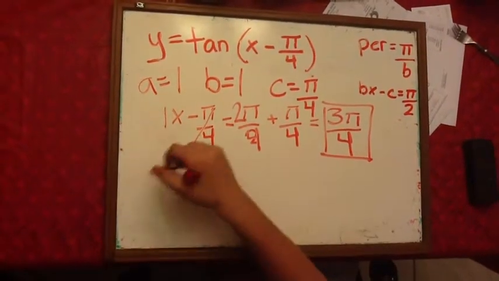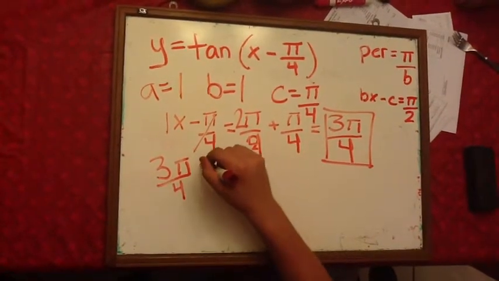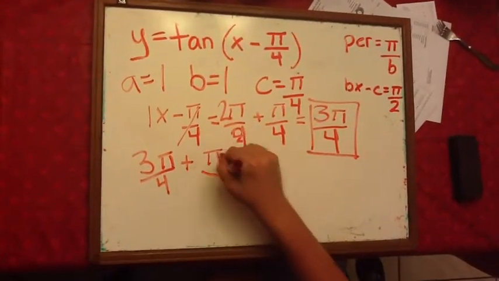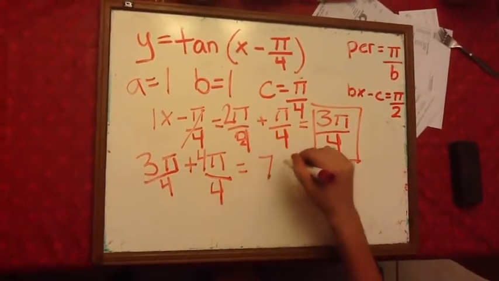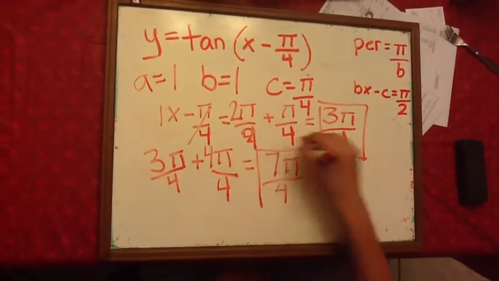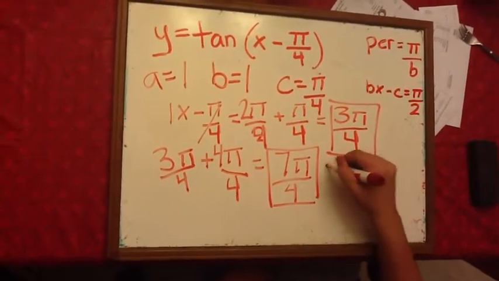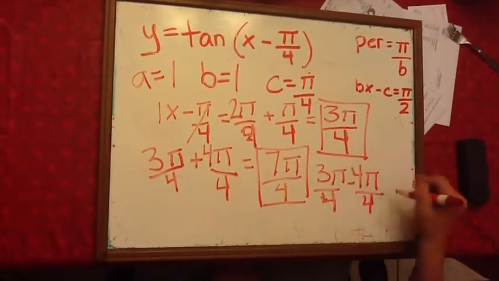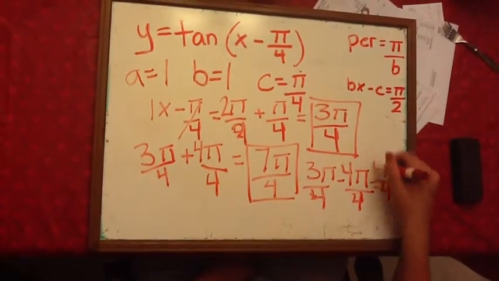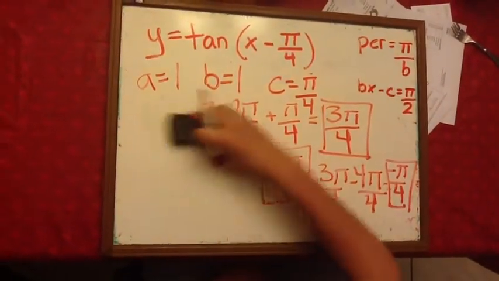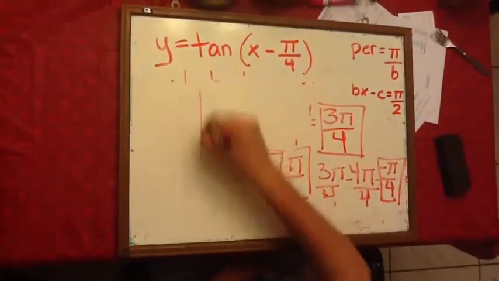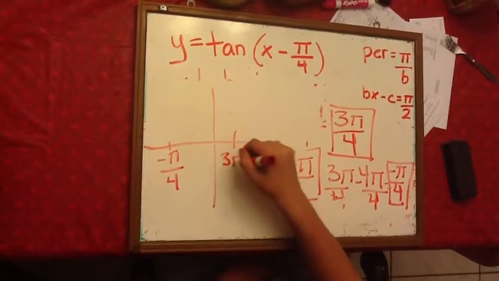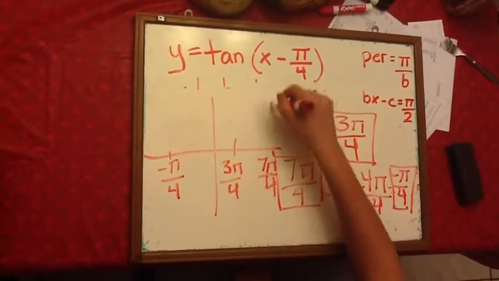For your second asymptote, you take your first one, 3 pi over 4, and add the period, which is pi over b. Since the b is 1, it's just pi. You need to find a common denominator, so that's 7 pi over 4. That's your second asymptote. For your third, you take your original asymptote, 3 pi over 4, and subtract the period, which is pi, using a common denominator: negative pi over 4. That's your last one. And you plot the points. Put your asymptotes down.